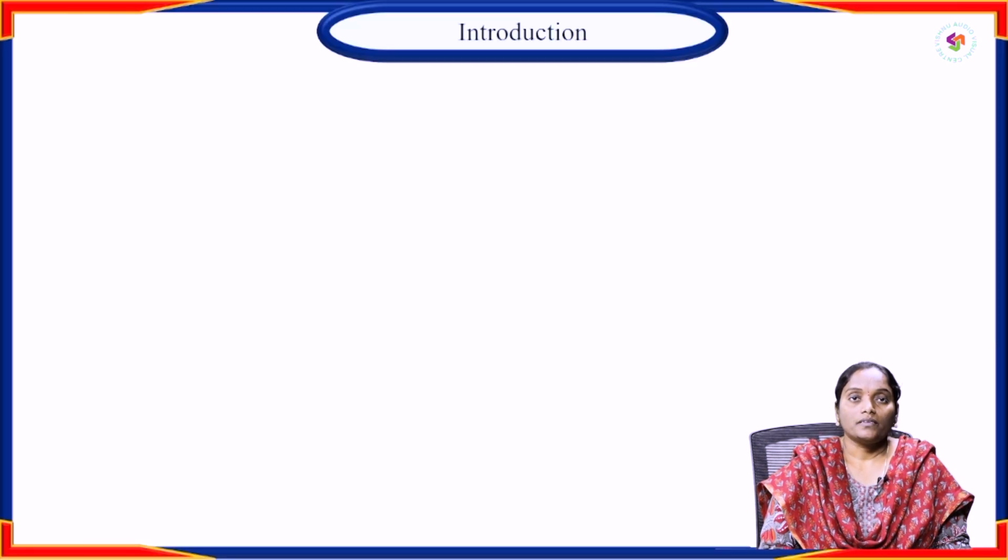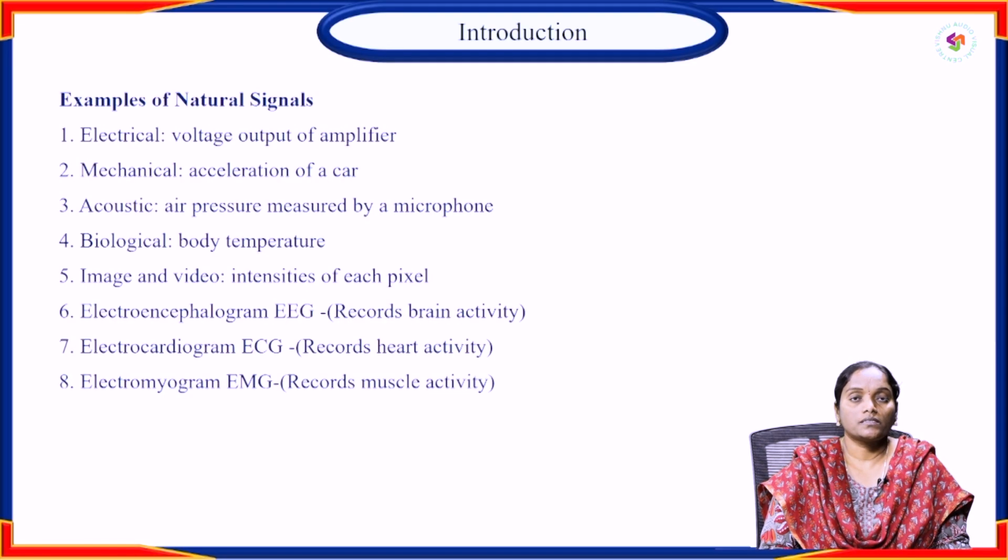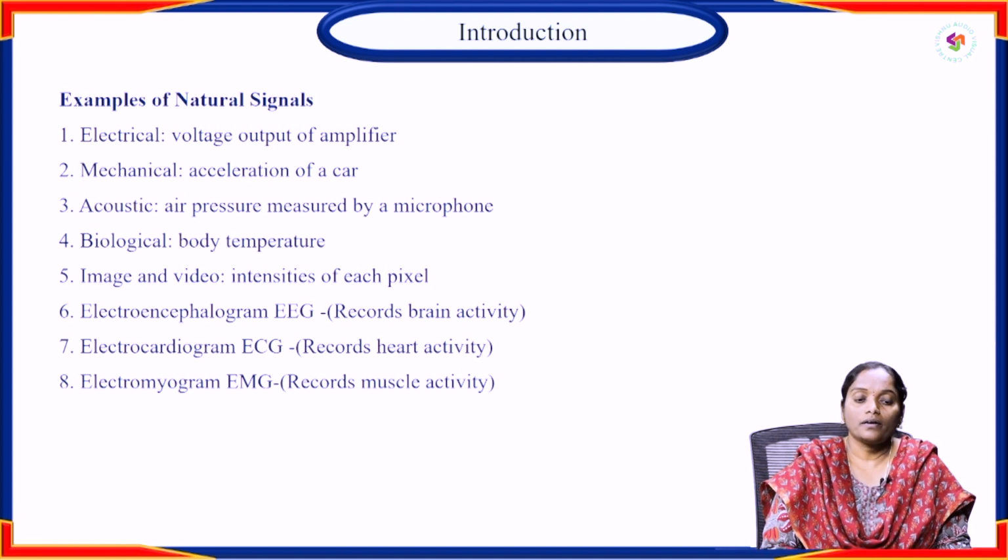These are the various examples of natural signals. Most of the signals are natural signals. The first natural signal we can say is an electrical signal. The voltage output of an amplifier is an electrical signal and the current output of the amplifier or a circuit is also an electrical signal. Acceleration of a car is an example of a mechanical signal.